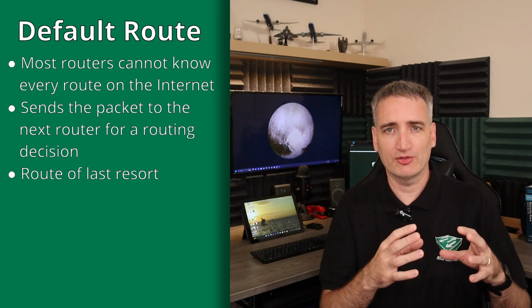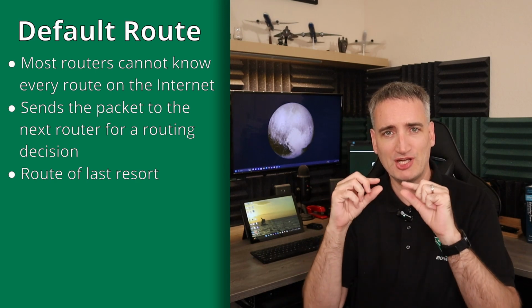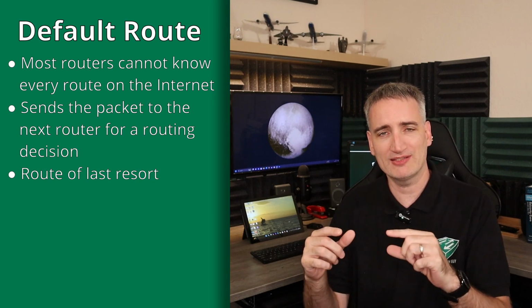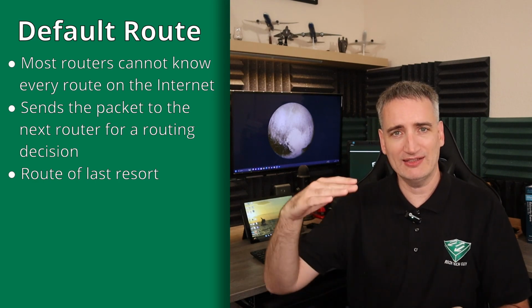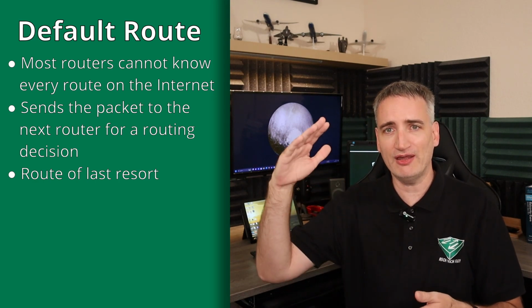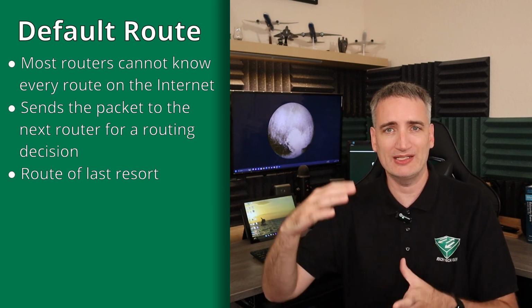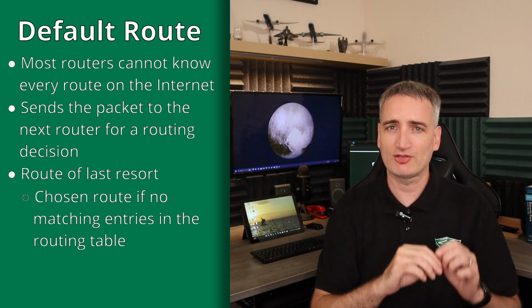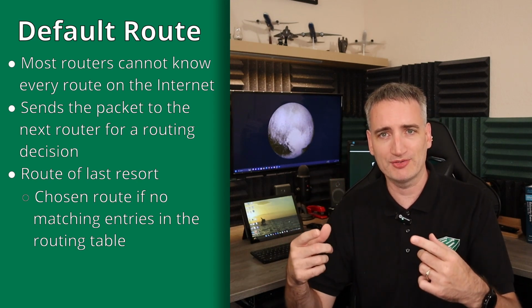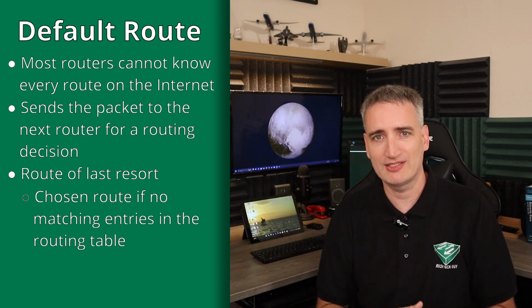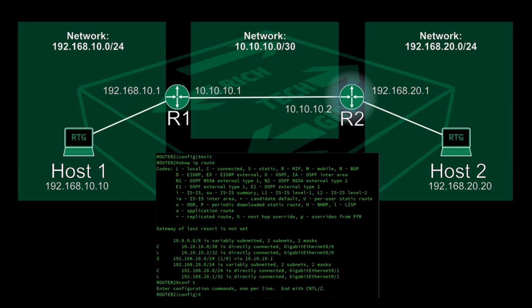So when your router receives a packet and it's checking the destination IP address, it's going to go through the entire routing table that it has. And if it cannot find a matching entry in the routing table, what it's going to do at that point is it will send it to the default route that is listed on the routing table. Let's look at an example with our simple network. On router 2, I'm going to remove the static route that I placed on it.